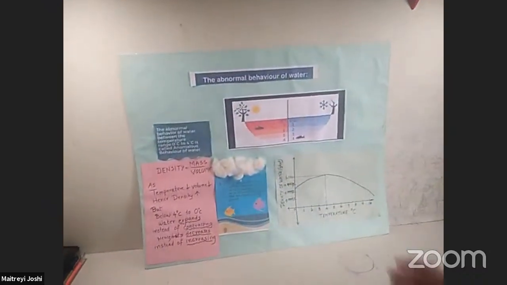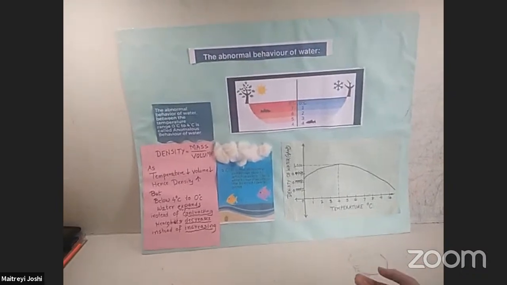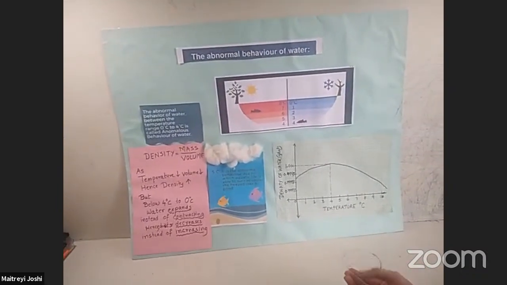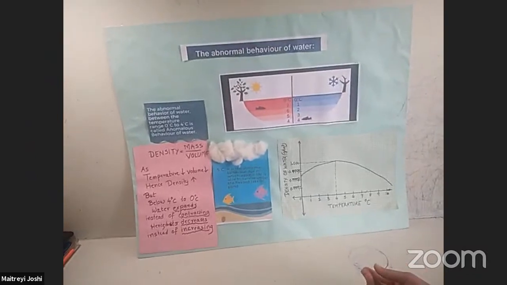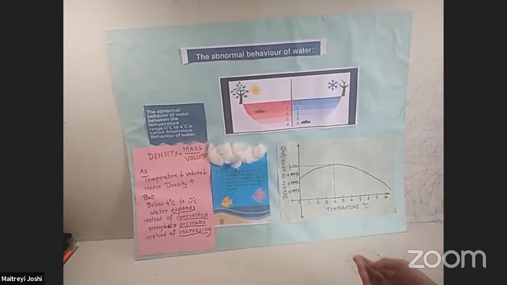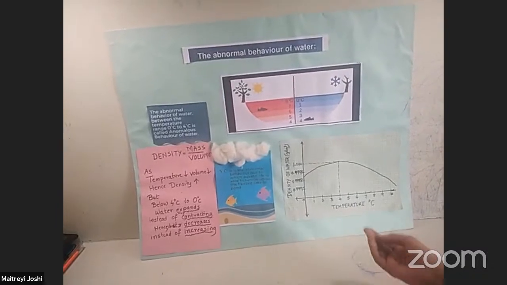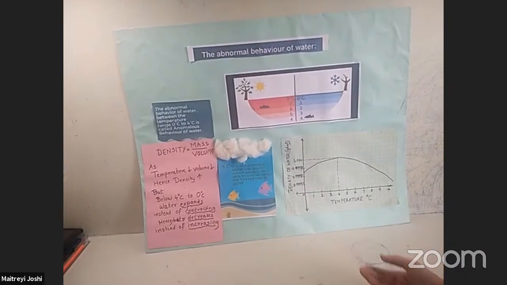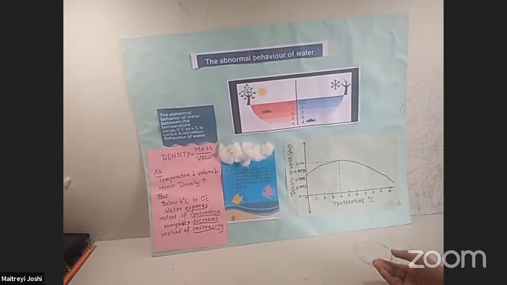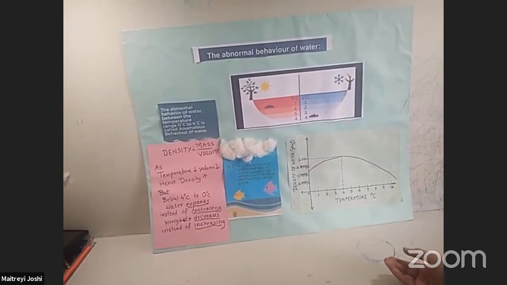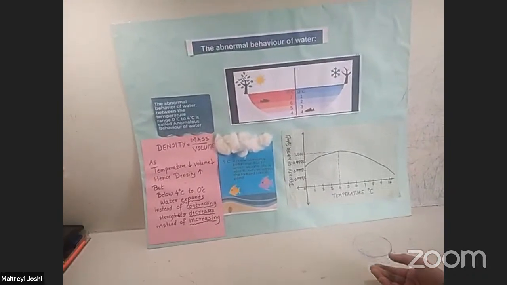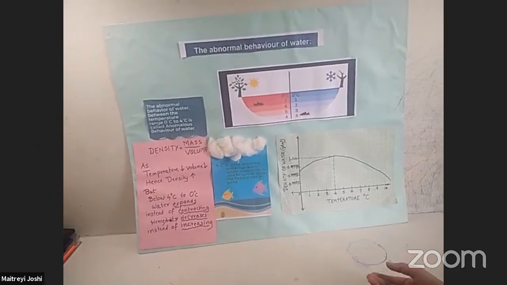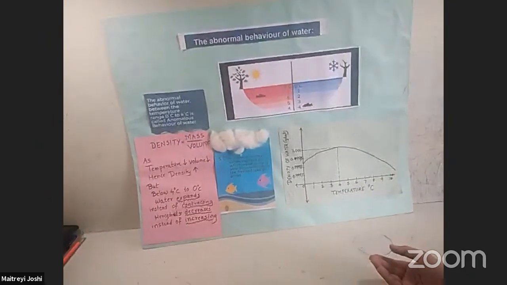Now let's see some interesting facts about the density of water. The abnormal behavior of water between the temperature range 0 degrees Celsius to 4 degrees Celsius is called anomalous behavior of water. We know that density is equal to mass upon volume. So as the temperature decreases, the volume decreases. Thus the density increases. But below 4 degrees Celsius to 0 degrees Celsius, water expands instead of contracting. Hence, the density decreases instead of increasing. It is this abnormal behavior due to which aquatic life is able to survive under a frozen lake or pond.